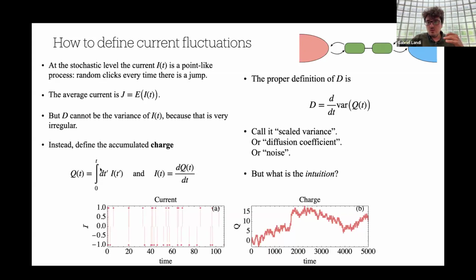Now the way that the noise, this thing D, is usually defined, is as the rate of change of the variance of the charge. So you see, it is related to the variance of the current, but it also isn't. It is definitely different. Some people will call this a scaled variance or a diffusion coefficient or noise. I would probably call it the noise throughout, but all of these terms are widely used. This is how this quantity is properly defined.